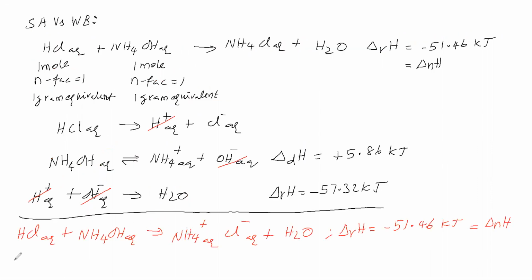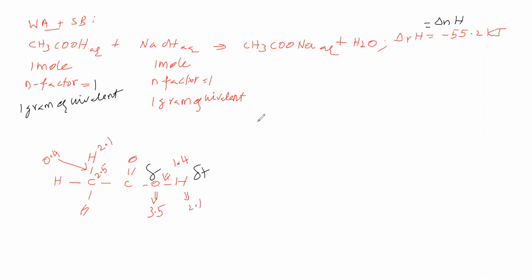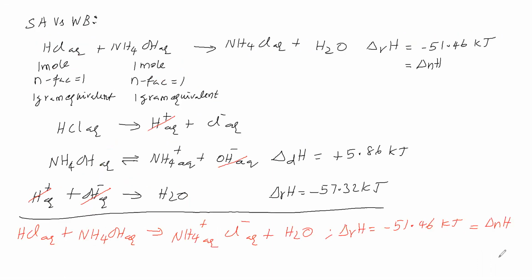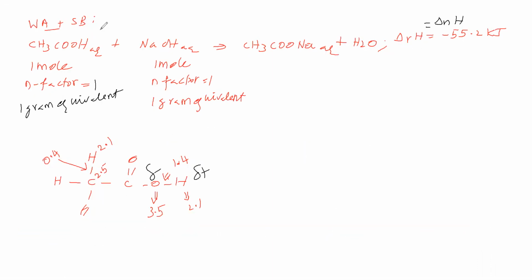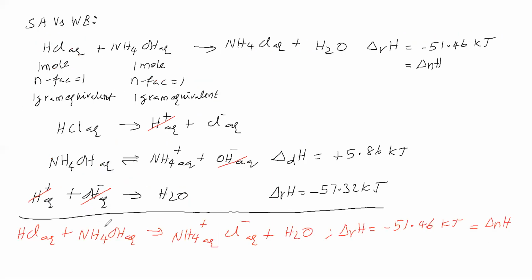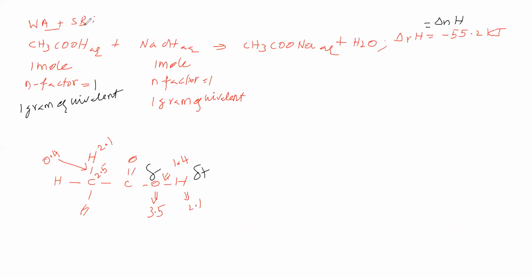Here HCl is a strong acid and sodium hydroxide is a strong base. Here ammonium hydroxide is a weak base, and here acetic acid is a weak acid. That means in this neutralization one is strong and the other is weak, and in this neutralization also one is weak and the other is strong.